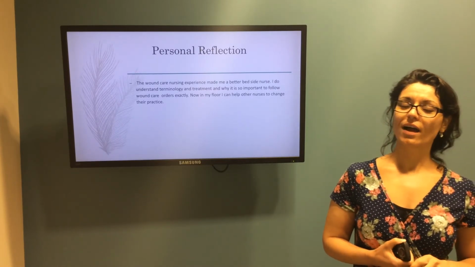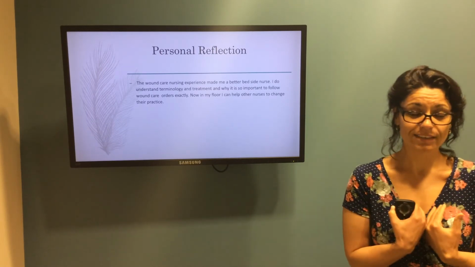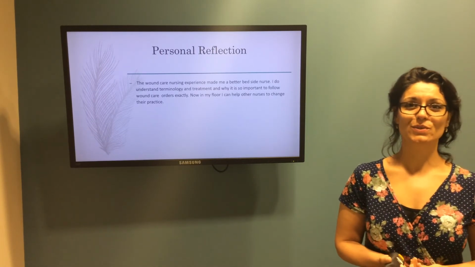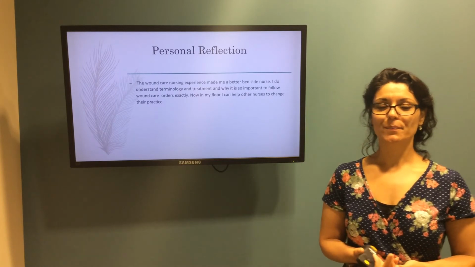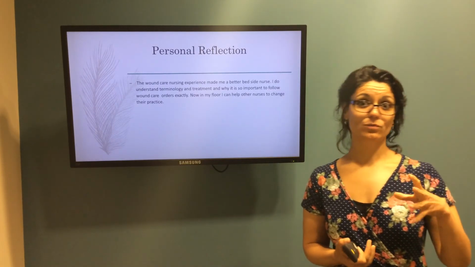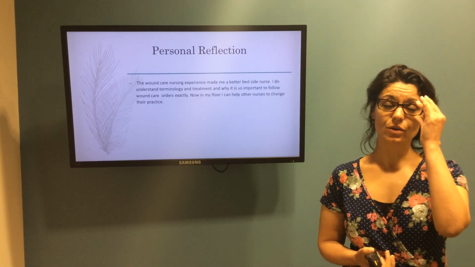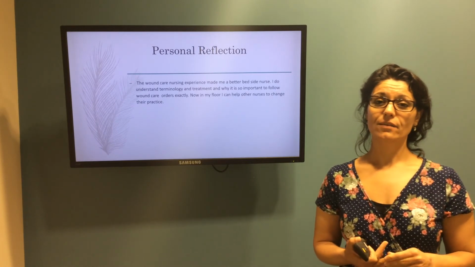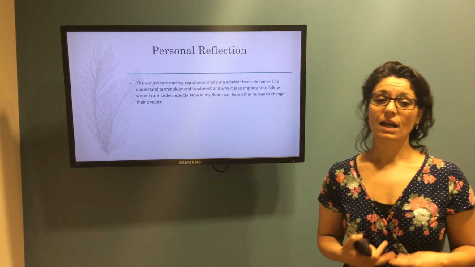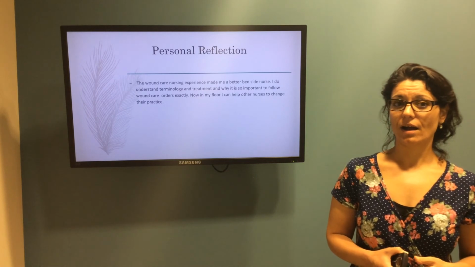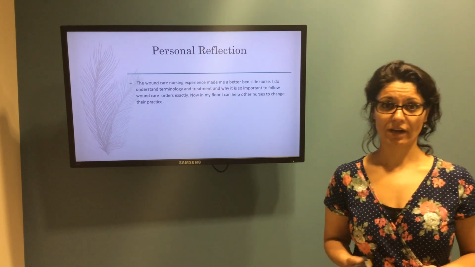Now on my floor, I can help my patients, and at the same time, I can help other nurses to put in a wound care nursing consult, or if there's not one available, I can give them some ideas of what could be working for their patients.